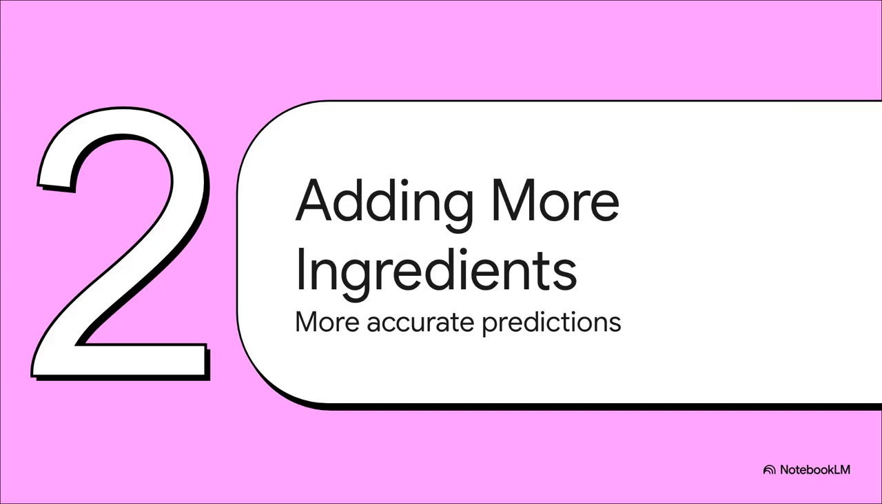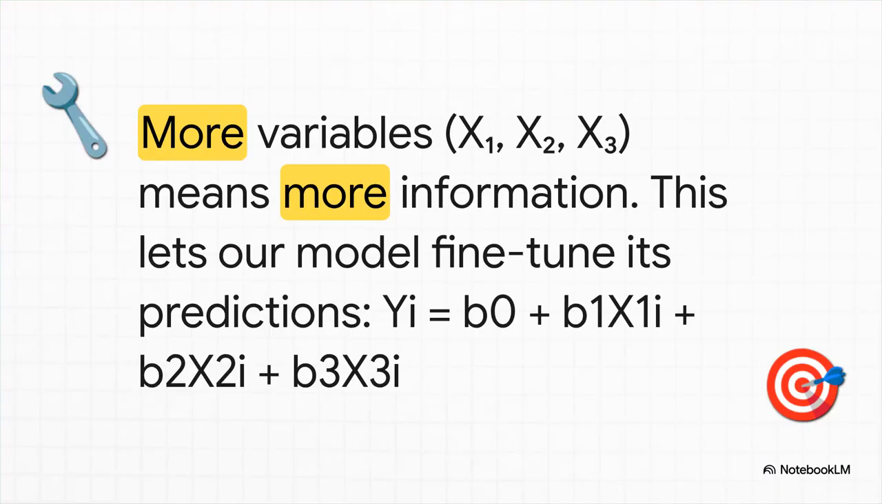Simple as that. A single dial is a good start, but you and I both know a house's price depends on way more than just its size, right? To get better, more accurate predictions, we need to feed our machine more information. It's time to add more dials. And here's how we do it. We've just expanded our equation, adding more x variables. So now, along with square footage, which is x1, we can add a dial for the number of bedrooms. That's x2. And maybe one for the age of the house, x3. You see, each new dial gives the machine more context, more information, and that lets it fine-tune its prediction to get way, way closer to the real price.